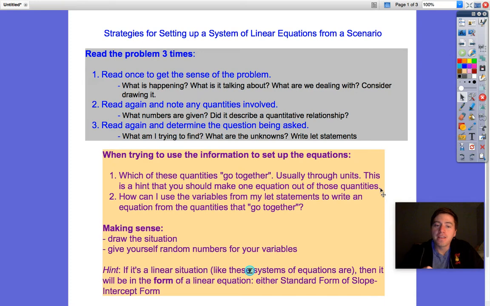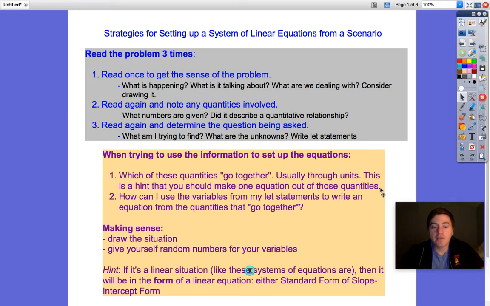Then you want to ask yourself, how can I use those ones that I feel go together, and the let statements that I wrote? These are my variables. These are the quantities that I feel go together. They relate to my let statement somehow. How can I use those to write an equation? So when you're deciding, okay, I've got this info, I've got my let statements, they go together, how am I trying to make an equation with it? Think about what the scenario is.